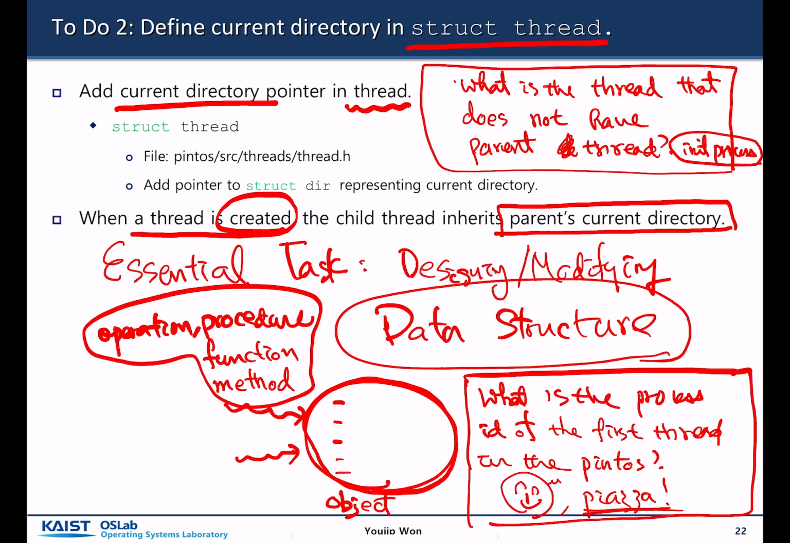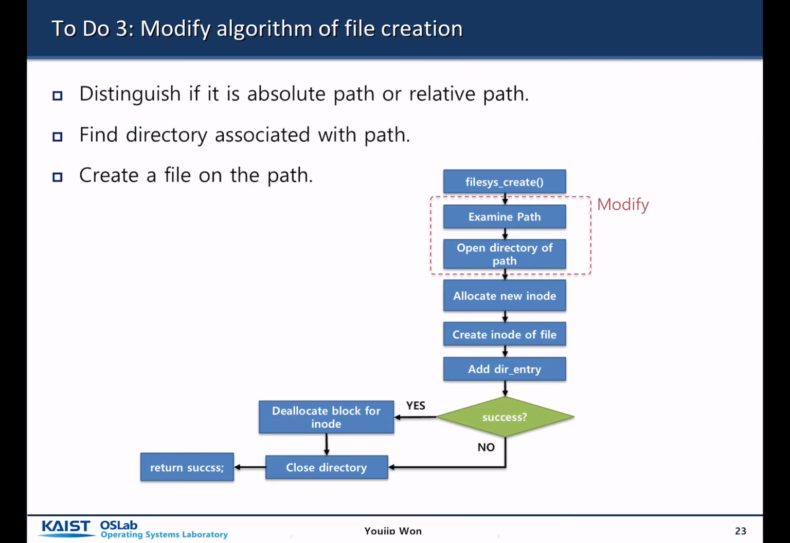So we have modified the on-disk inode structure to accommodate the concept of subdirectories, and we have changed the thread structure slightly, and we added a current directory pointer to a thread. Okay, now it's time to modify the algorithm. So now when we create a file, we first have to parse the path, and then we should create the appropriate directory entry at the target directory, and also we have to create an inode. So the first thing is we have to distinguish between absolute path and relative path, find the target directory where you have to create the file, and create the file. Okay, these are the detailed steps of creating a file.